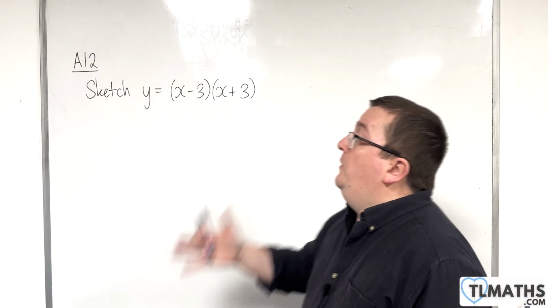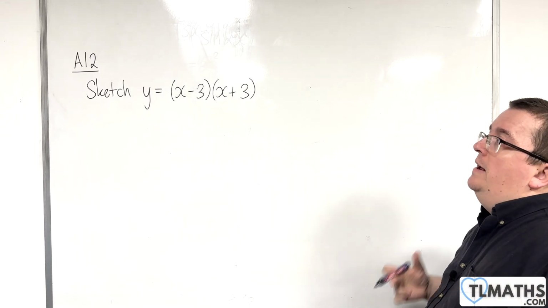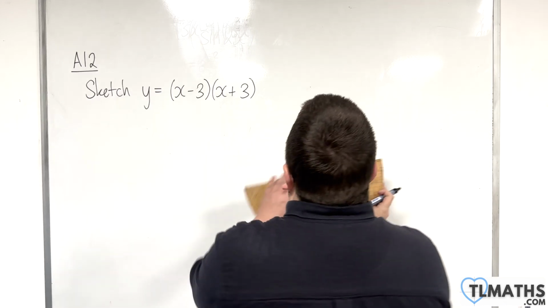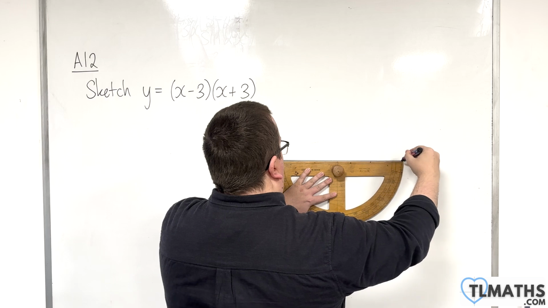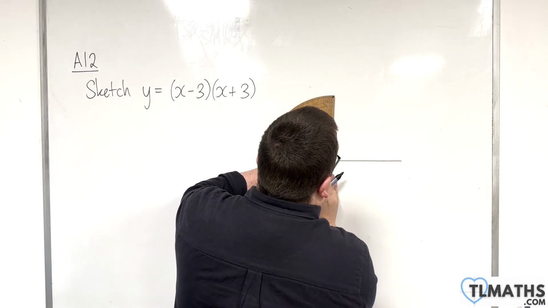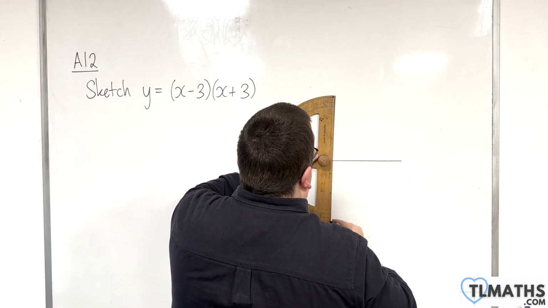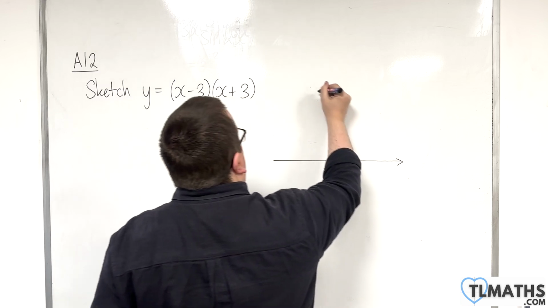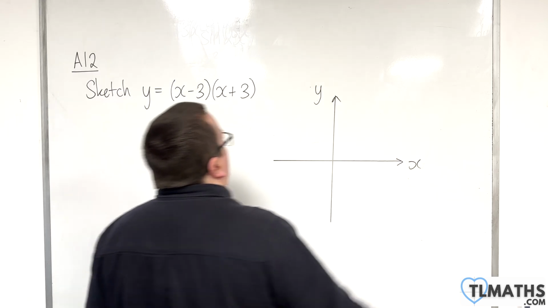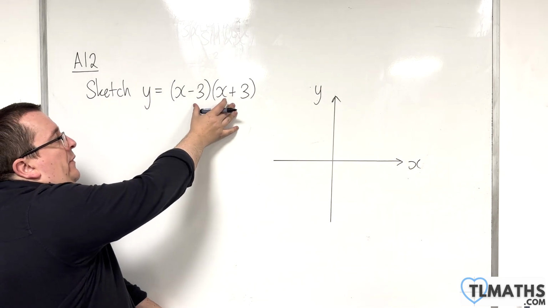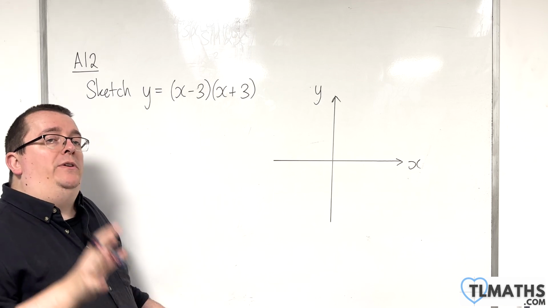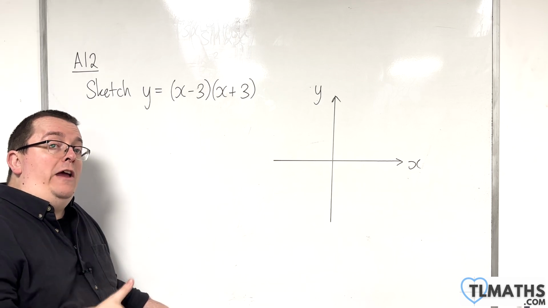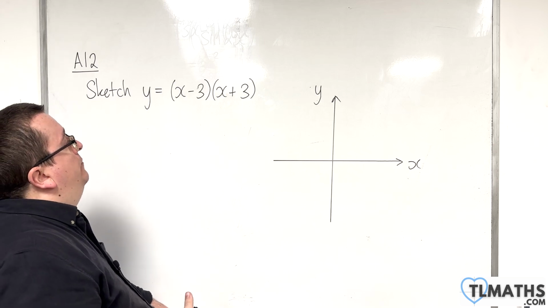In this video, I'm going to be sketching y equals x take away 3 times x plus 3. So let's draw some axes first. Now, with this, it's already in factorized form, okay? Which means you can identify easily where it crosses the x-axis.